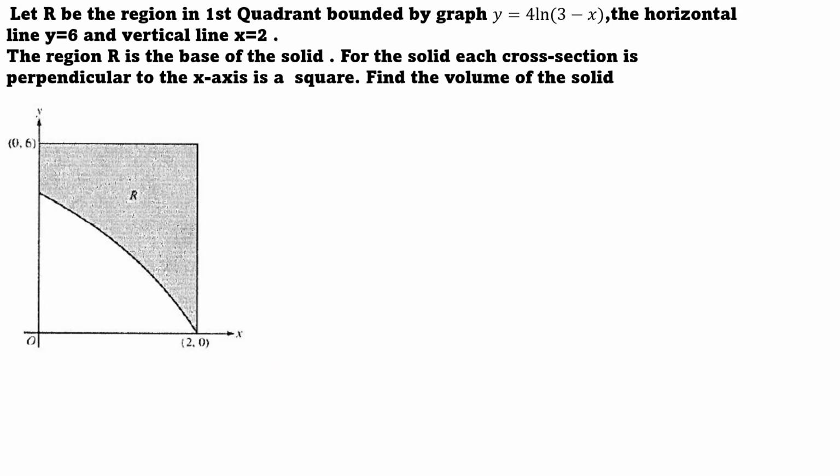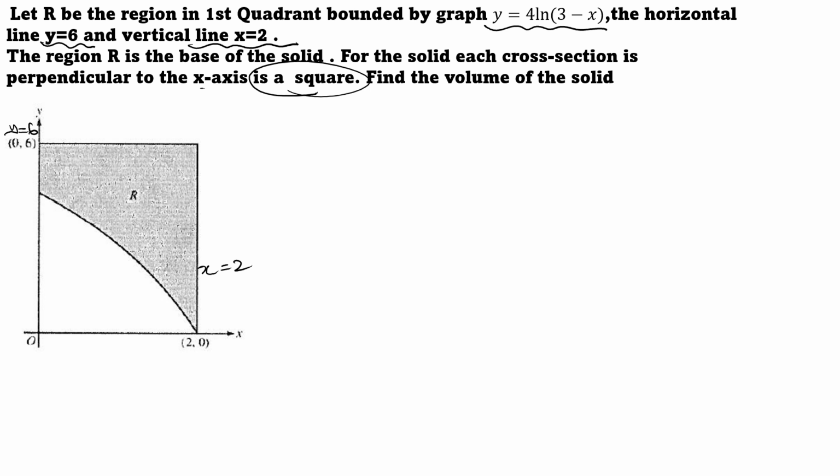Now in this question they are saying, let R be the region in the first quadrant bounded by the graph y equals 4 ln of 3 minus x, the line y equals 6, and the vertical line x equals 2. So you can see that this is the horizontal line y equals 6, x equals 2 is a vertical line, and of course the leftover would be the equation of the curve. They are asking you to find the volume of the solid whose cross section perpendicular to the x-axis is a square.